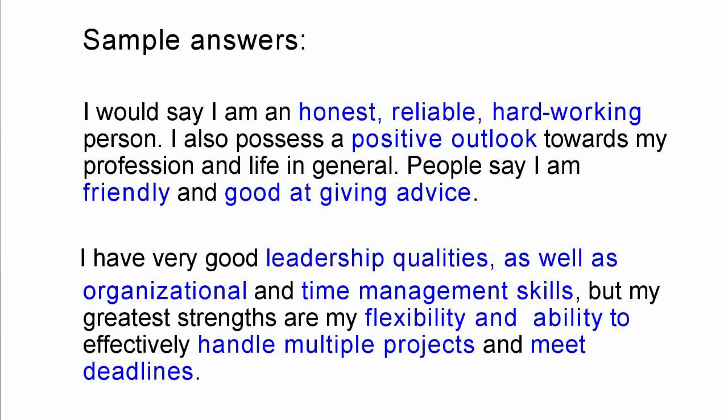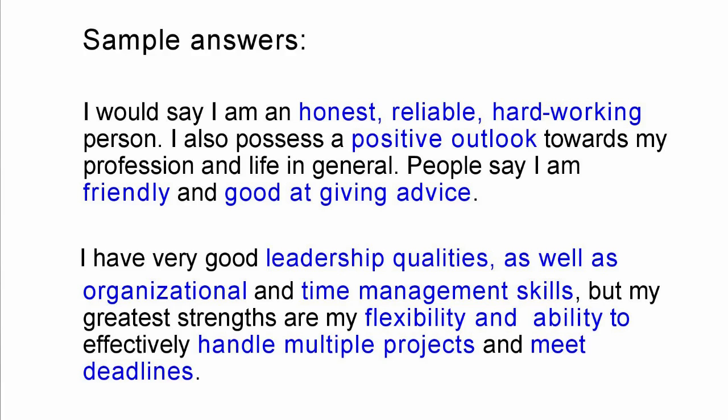Now, let's look at some sample answers, and then I will explain the language used in the answers in relation to the words used, the grammar used. Let's start with some sample answers. Sample answer number 1. I would say I am an honest, reliable, hard-working person. I also possess a positive outlook towards my profession and life in general. People say I am friendly and good at giving advice.